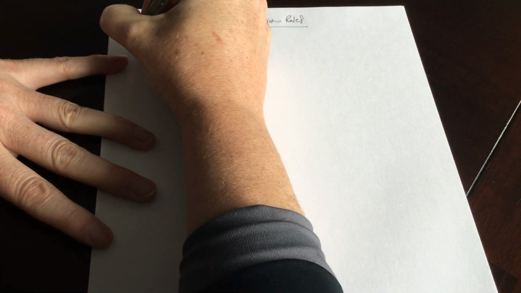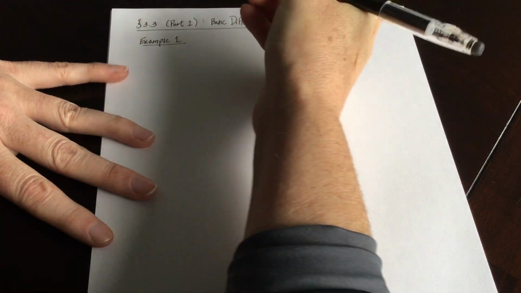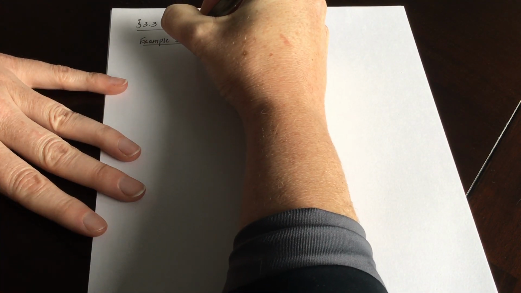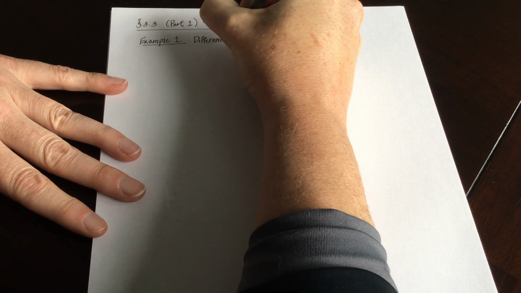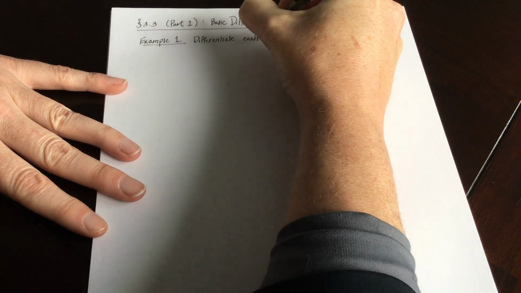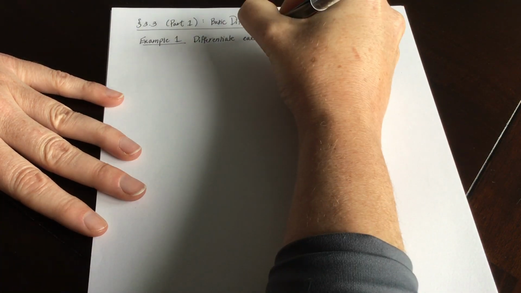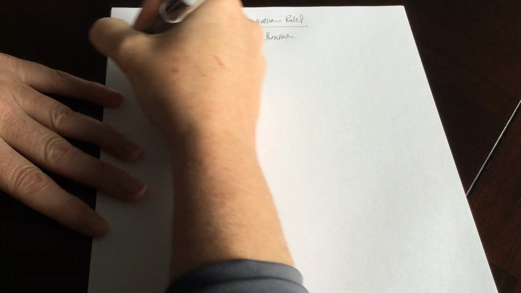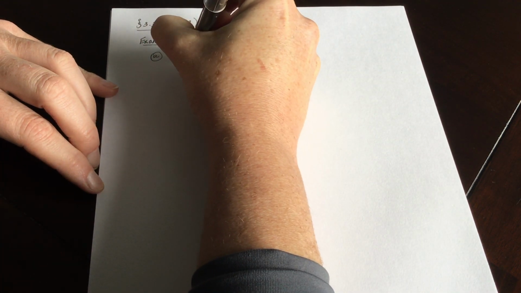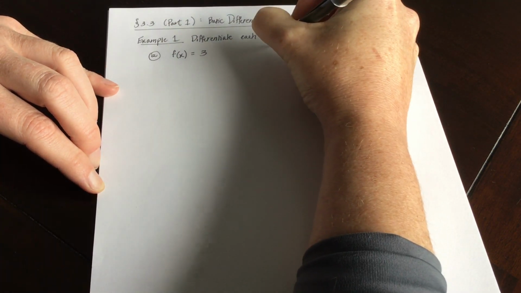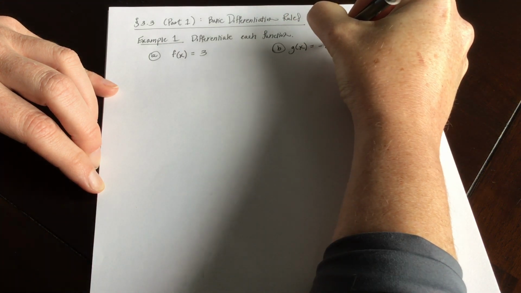Okay, so example 1. I think you'll be able to do example 1 right out the gates. The directions are for you to differentiate each function. The word differentiate in a math context right now means take the derivative of. So for part A, let's say I give you f of x equals 3. And for part B, let's say I give you g of x equals negative 1.89.